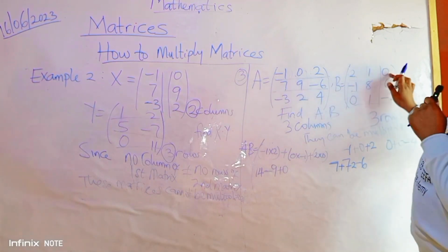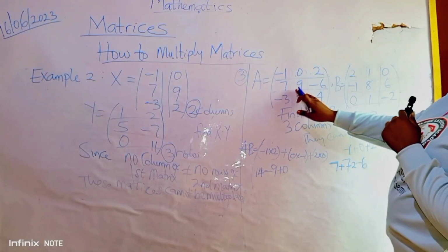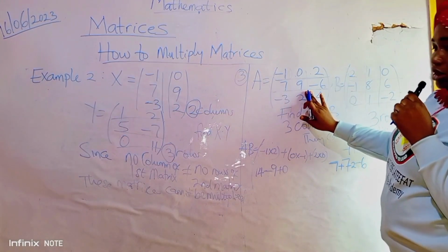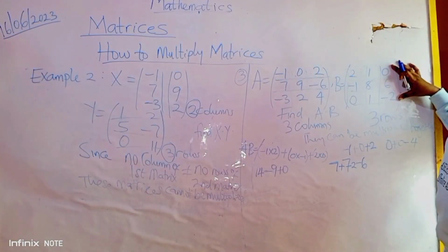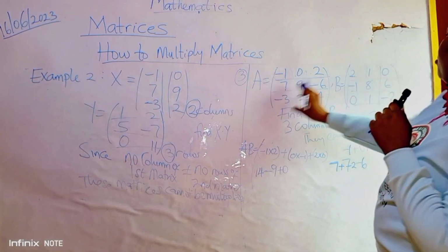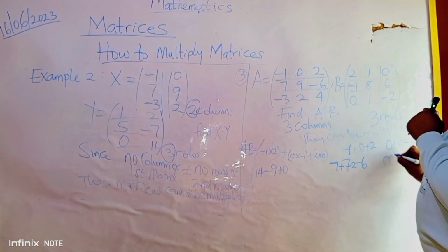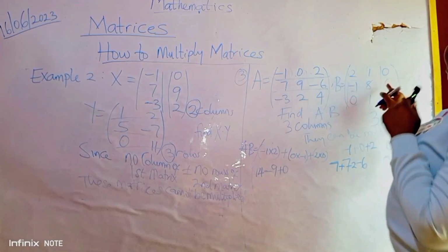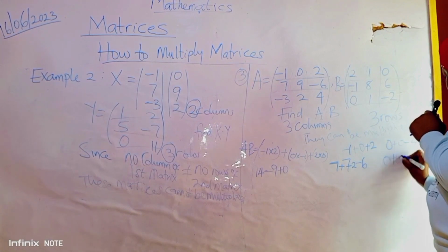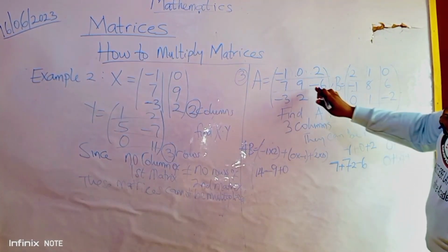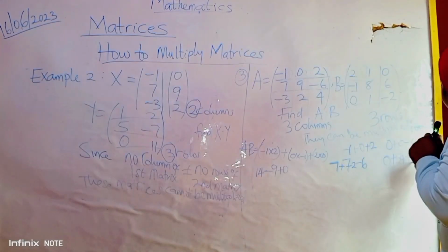So 7 multiplied by 0, 0. Plus 9 multiplied by 6, 54. So plus 54. Plus minus 6 multiplied by minus 2, that is plus 12. So plus 12.